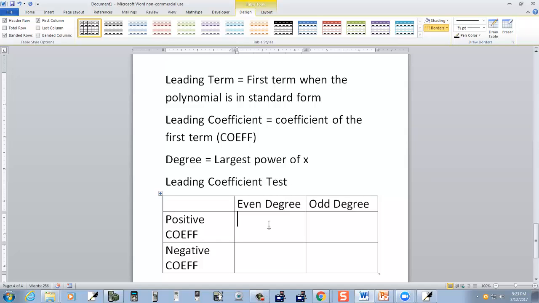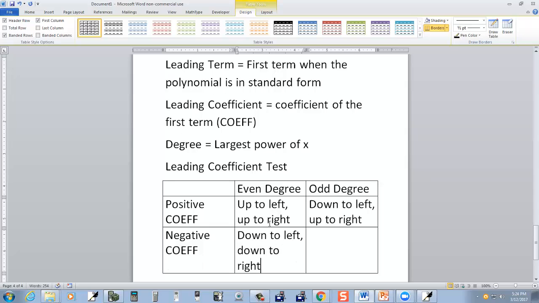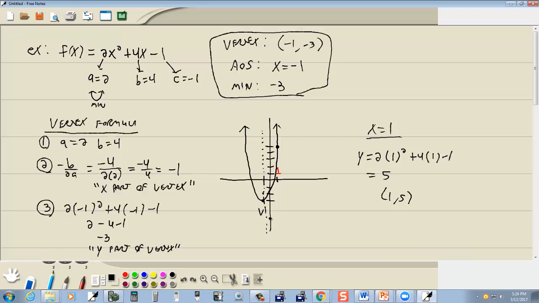Now if you got an even degree and positive coefficient, it's up to the left, up to the right. If you got a positive coefficient odd degree, it's down to the left, up to the right. If you got a negative coefficient even degree, then it's down to the left, down to the right. And if you got a negative coefficient odd degree, I always have to think this through. It's up to the left, down to the right. What's that mean? Well, let's look at an example.